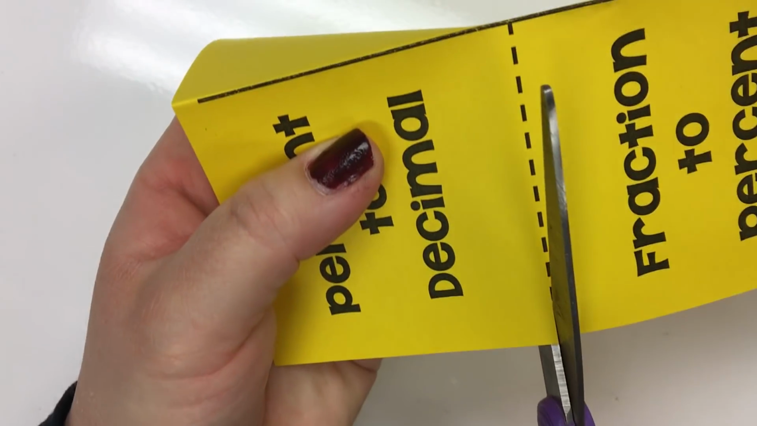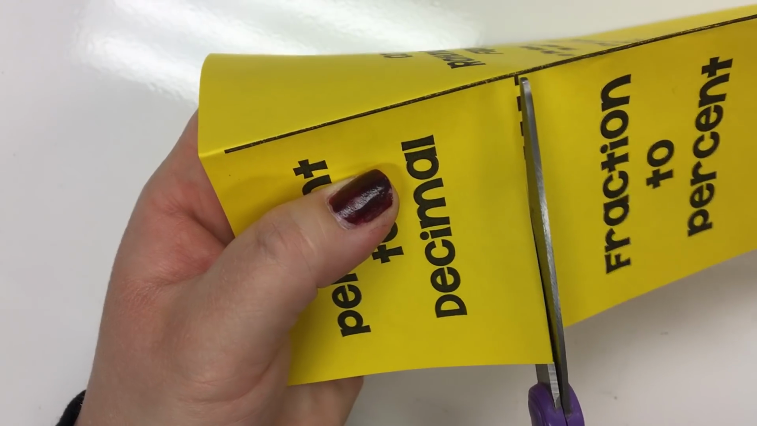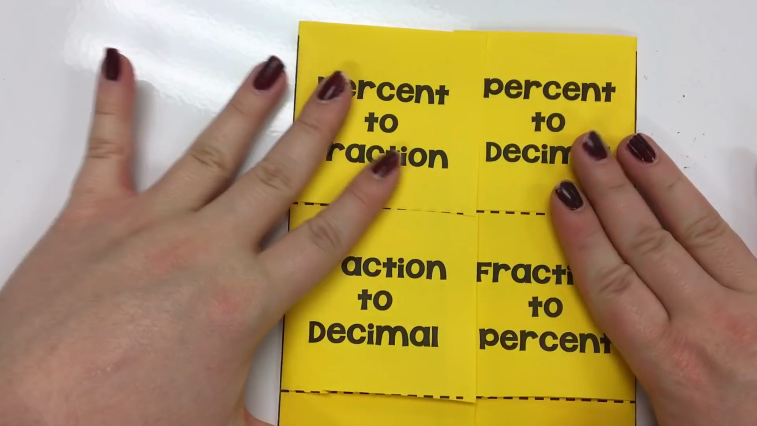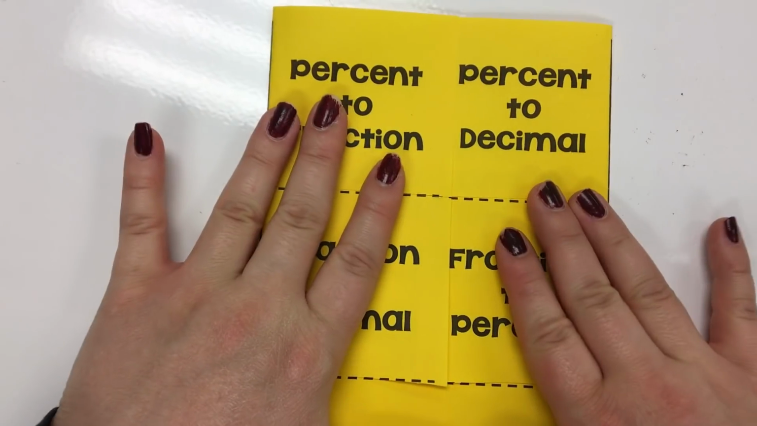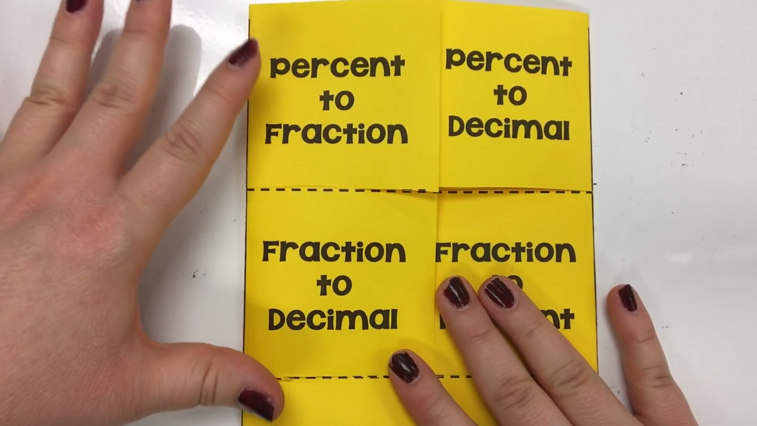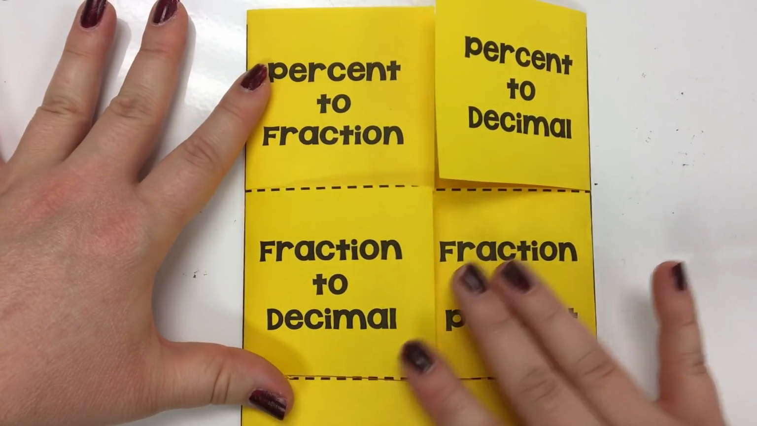Now you only want to cut up to that solid line. You don't want to cut any further, otherwise it'll be messed up. Okay, now you may have noticed that this was printed on bright colored paper. This is so that you remember that this is something that you should really be keeping throughout the year, okay?